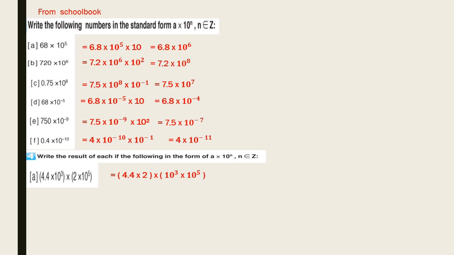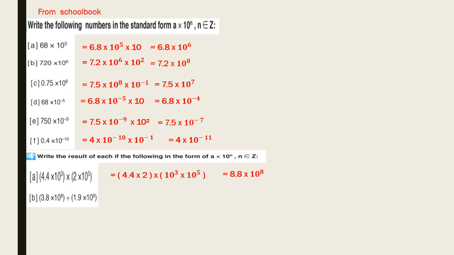You can multiply 4.4 by 2. It will be 8.8. And we have equal bases 10, so you will add the powers. 3 plus 5 equals 8. Is this number in the standard form? 8.8 is a number more than 1 and less than 10, so it is in standard form.